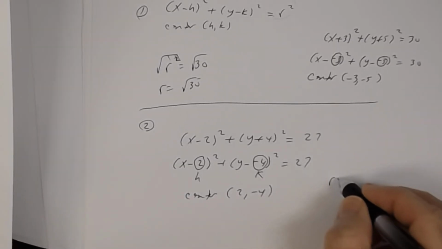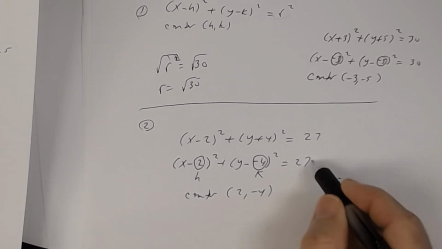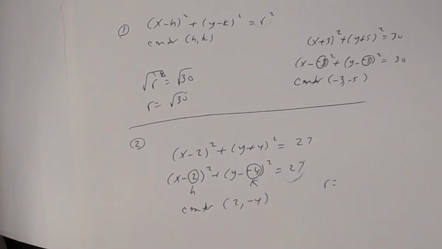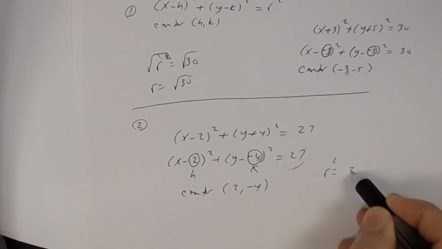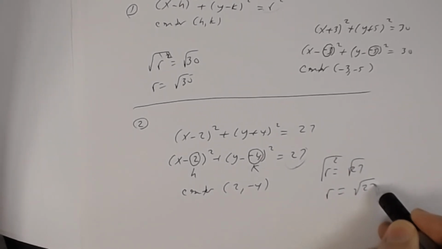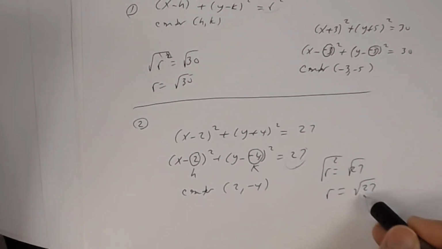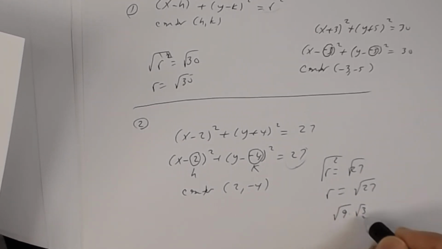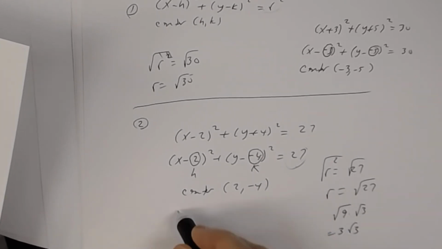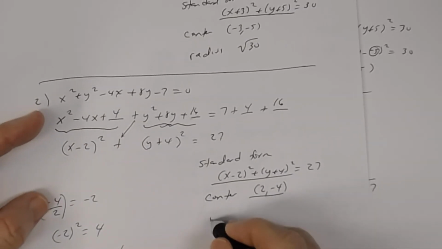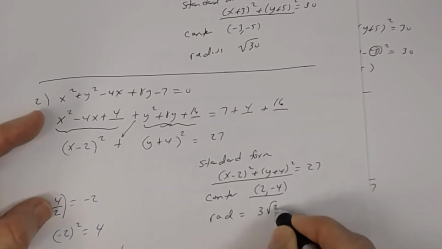And then to talk about the radius, remember, this is not the radius. This right here represents the radius squared. So the radius squared is equal to 27. So if I take the square root of both sides, I get the radius to be the square root of 27. And I can simplify this because 9 is a perfect square that goes into 27, and it's the largest one that goes into 27. So that's the square root of 9 times the square root of 3. So I get 3 square root of 3. So your radius equals 3 square root of 3. Okay, so that goes here. So the radius equals 3 square root of 3.